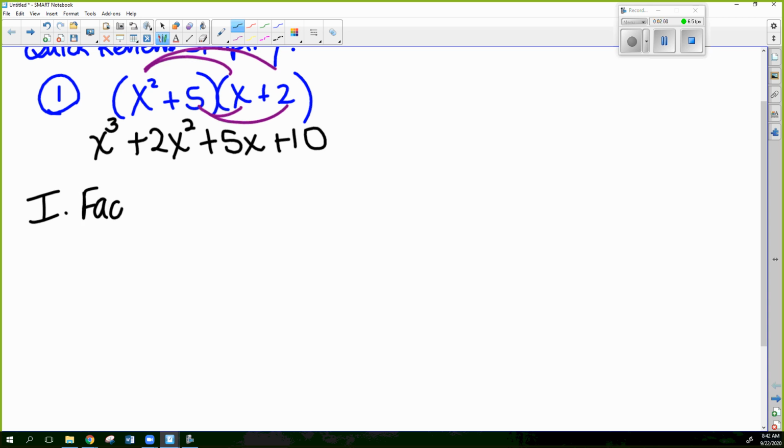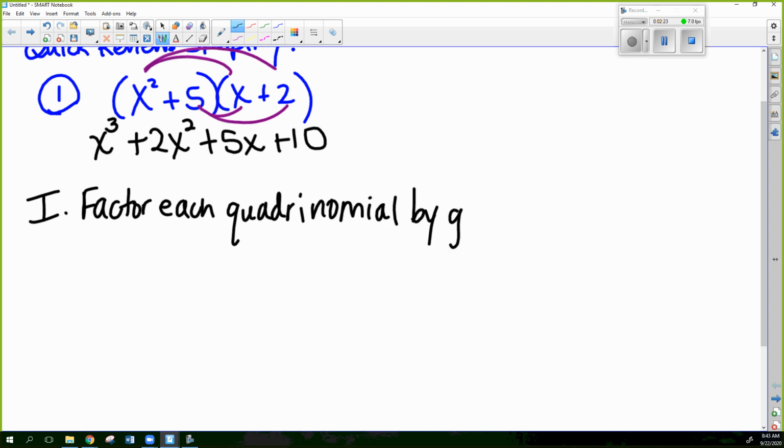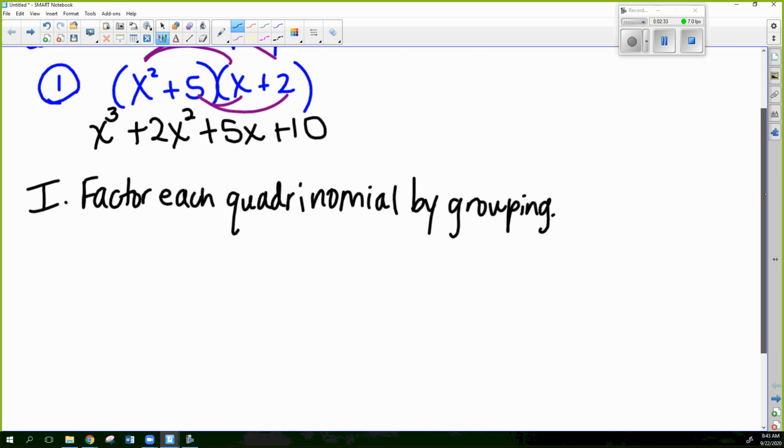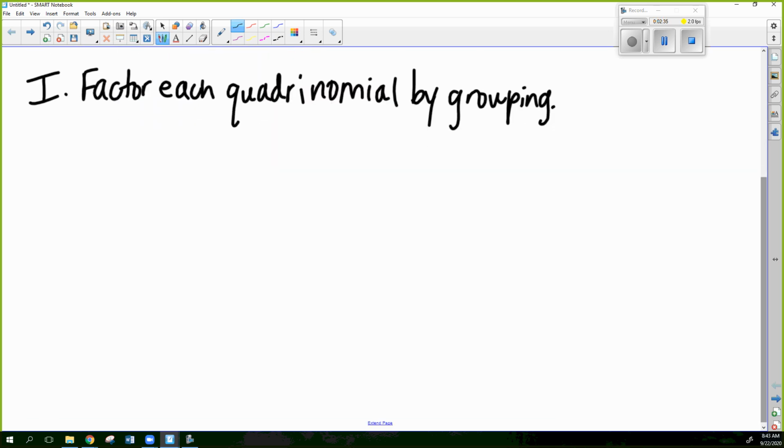And you're going to factor each quadrinomial. Let me spell that right. Quadrinomial. Quad meaning four. Okay, quadrinomial by grouping. So I'm going to talk to you about grouping. Okay, how to factor by grouping. All right, so there are steps involved. So we're going to write down the steps and then we're going to apply them.